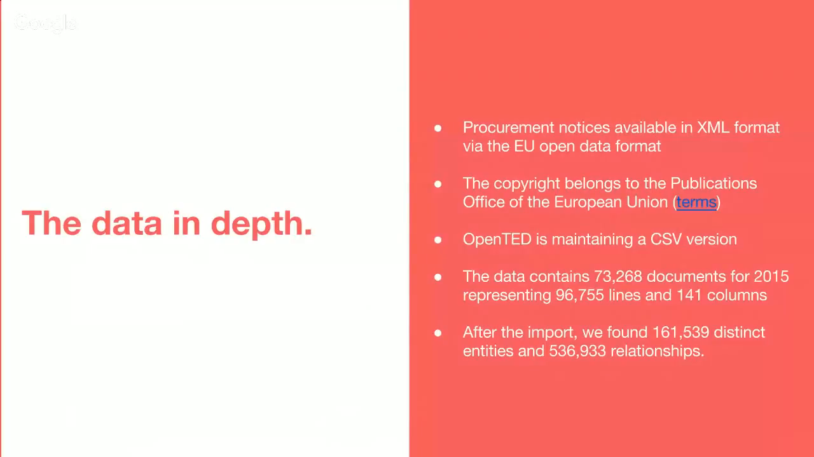The data that we will look at contains about 73,268 documents for 2015. That represents about 96,755 lines and 141 columns. So it's not a massive data set, but it's already too big, too complex to understand with a simple Excel spreadsheet or with a simple tabular approach, really.